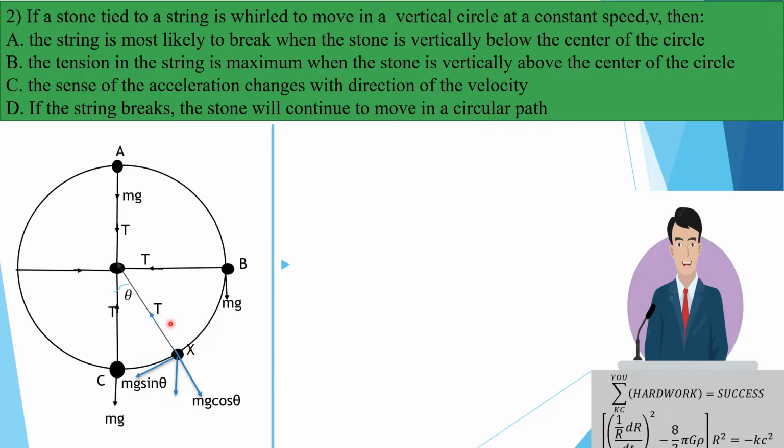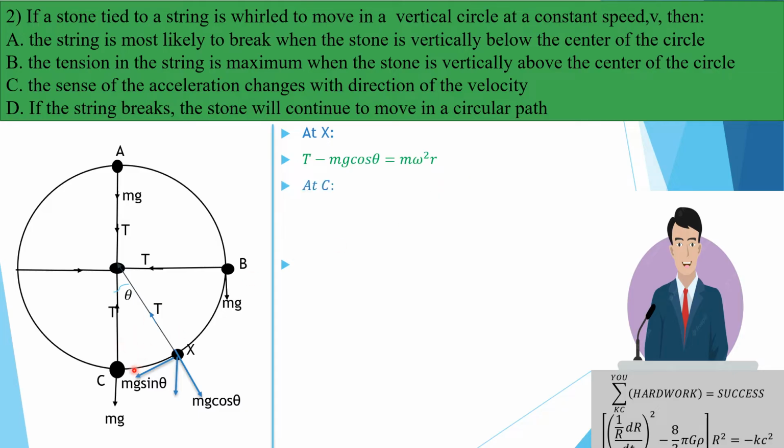So what we want to do is, since the centripetal force is actually the resultant force that acts on particles that are whirled in a circular path, right? The centripetal force is always towards the center, so we're going to take the resultant force towards the center. So we'll take T minus mg cos theta equals the centripetal force. So that's why I've said at x here. So we have T minus mg cos theta equals the centripetal force.